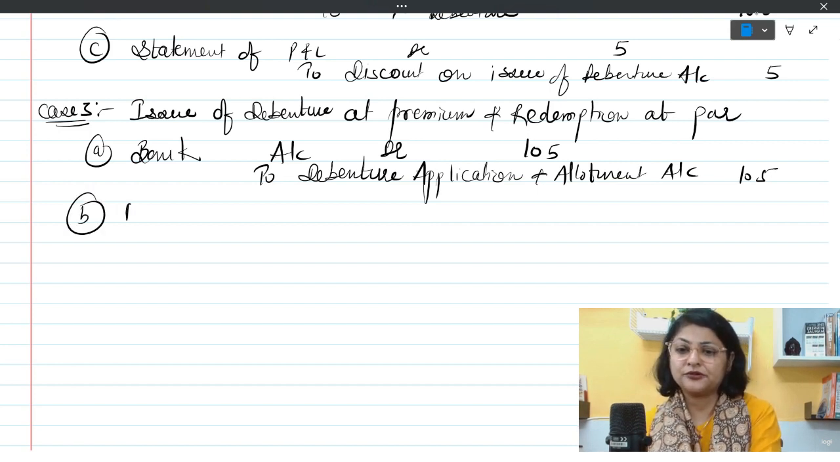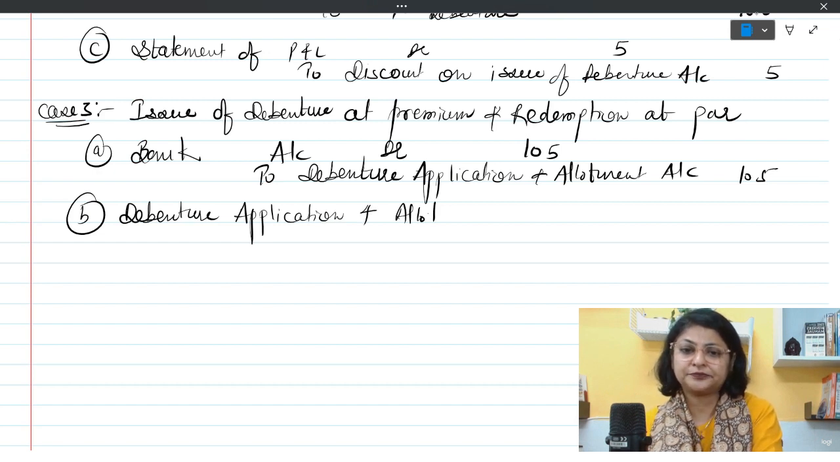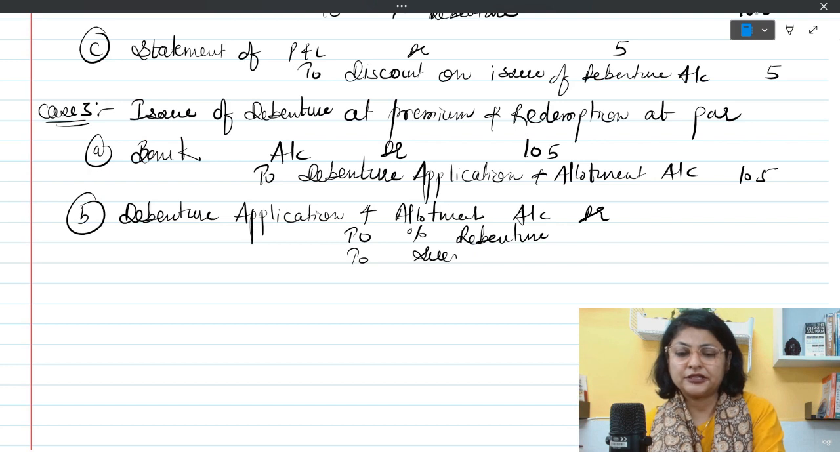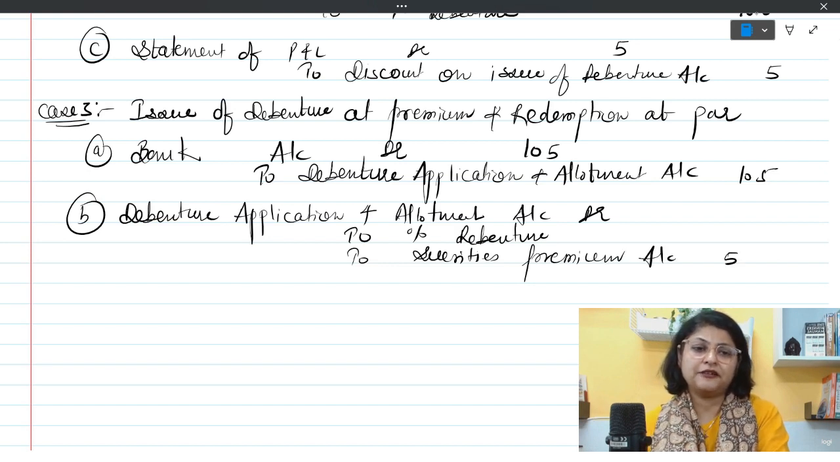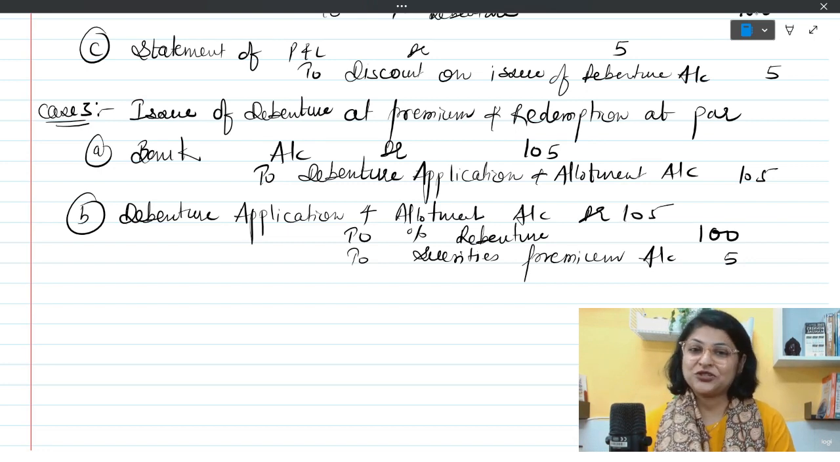And entry number 2, you are going to close this debenture application and allotment account. Debenture application and allotment account will be debited to percentage debenture, and obviously this 5 rupees extra is going to securities premium. So here we are going to write 5 rupees, here we are going to write 100 rupees, and here we are going to write 105 rupees. This way we will pass the entry.